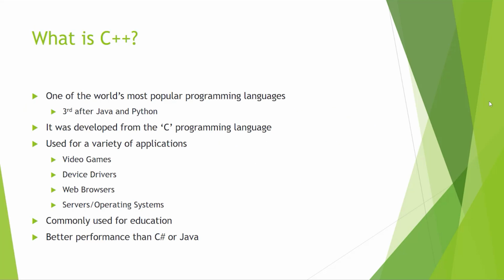So what is C++? It continues to be one of the world's most popular programming languages, coming in third after Java and Python. It was developed from the C language, hence the name C++, since putting a plus after a variable in C adds 1 to it.